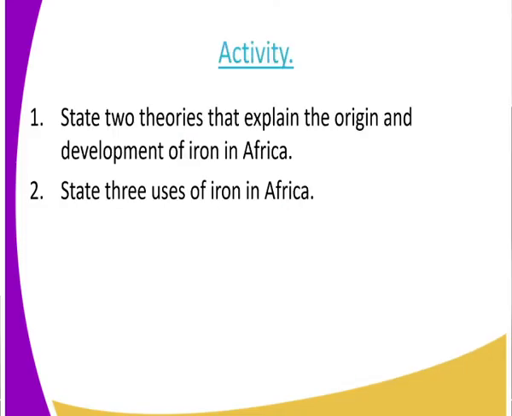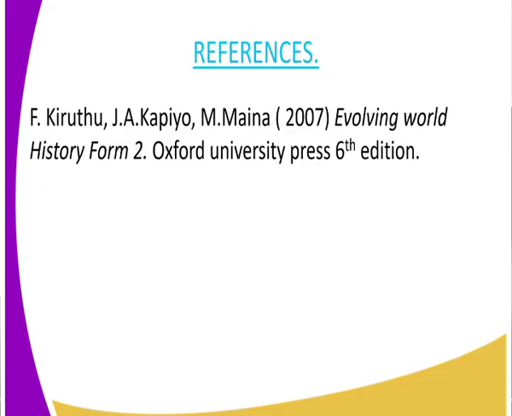Now, class, can we try out this assignment? Can we state the two theories that explain the origin and development of iron in Africa? And in that, can you deeply explain the independent theory? Because in our notes we didn't exhaust the independent theory. So I want you to venture much on the independent theory as a theory of origin and development of iron in Africa. And also, can we state three uses of iron in Africa? For your reference, revert to Evolving World History Form 2.